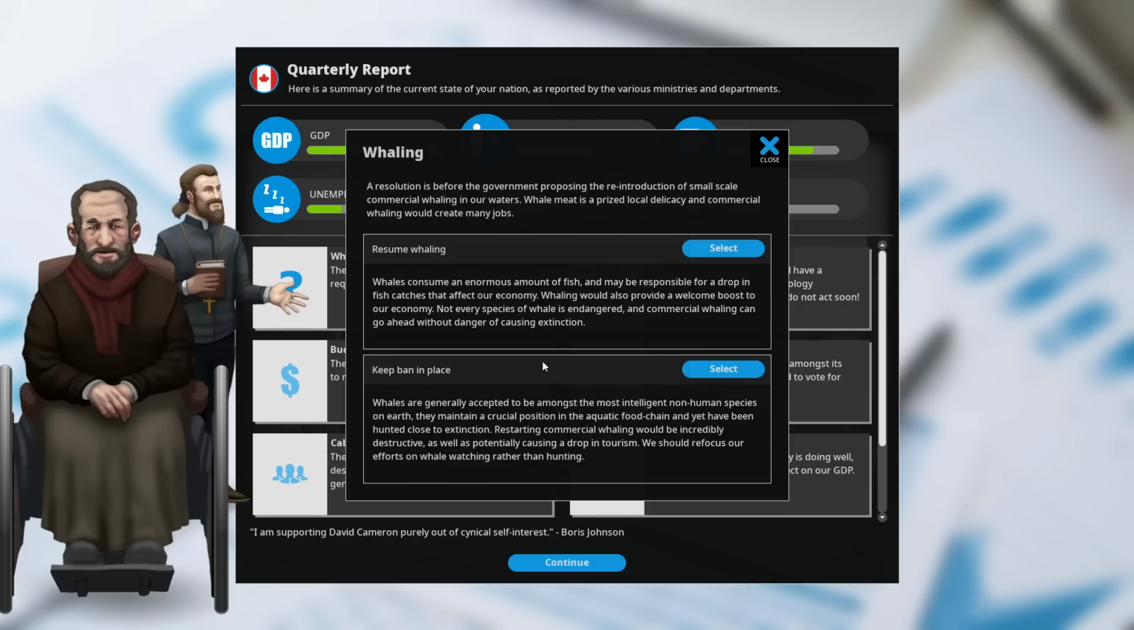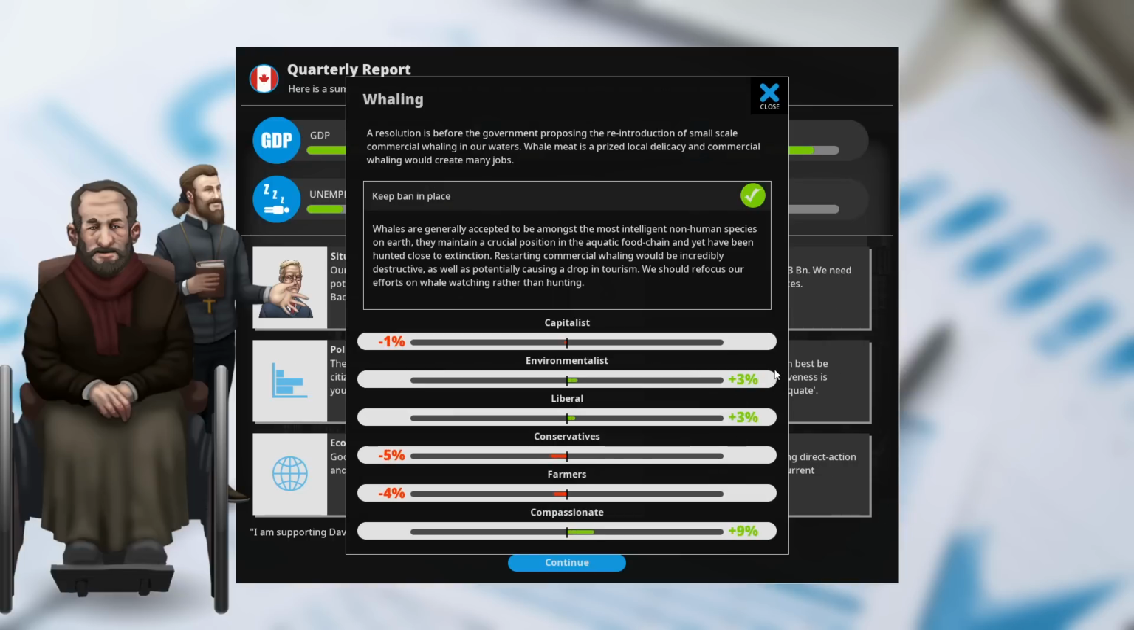If we're playing hardcore capitalists, we might resume whaling. Now, we do have a lot of capitalists in our nation, and this would probably make them happy. On the other hand, we are trying to also pander to environmentalists, and we're doing things to increase the membership in environmentalists, which probably would be happier if we kept the ban in place. I'm going to go ahead and do that.